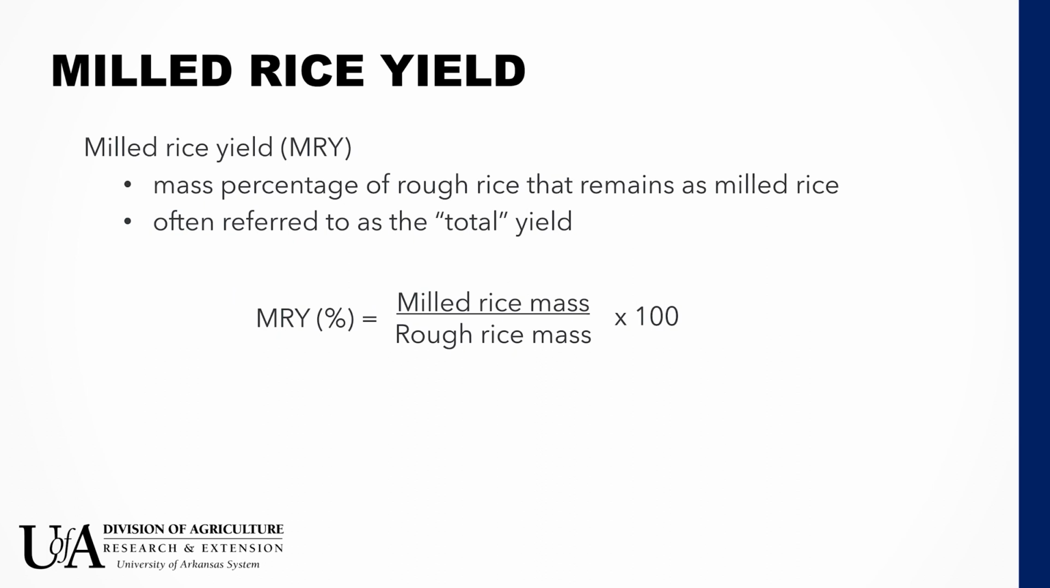And then we have the milled rice yield. The milled rice yield is basically the mass percentage of rough rice that remains as milled rice, often referred to as total yield. And the way we calculate that is, first of all, get the milled rice mass, and divide that by the rough rice mass and multiply that by 100.